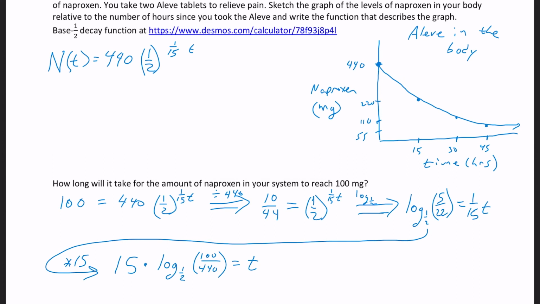And after I punch this into my calculator, out comes the answer. t is equal to 32.06. I think I'll call that 32.1 hours. And that certainly confirms what we thought on the graph, that it would be something just a little past 30 hours before it reached 100 milligrams.